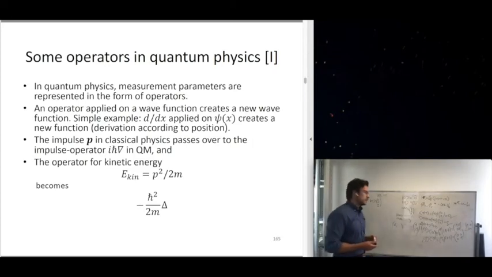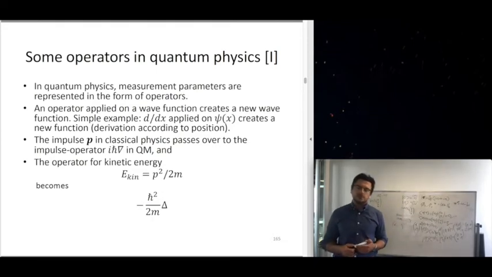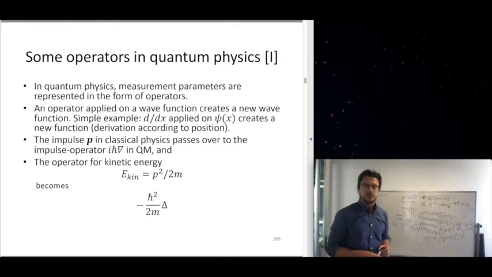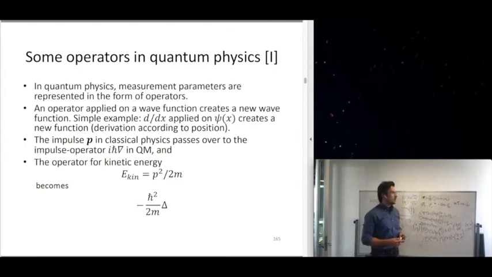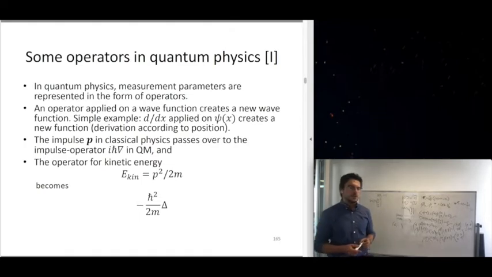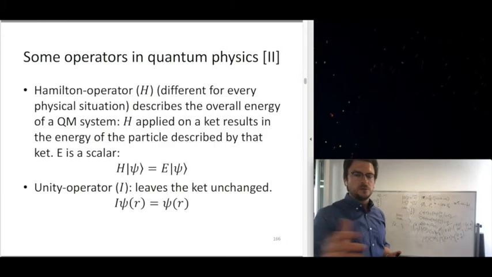In quantum physics, it becomes negative h bar squared over 2 times the mass times the Laplace operator. The Laplace operator is the second degree gradient that we will have a look at in a moment. And h bar is the reduced Planck's constant. That means the original Planck's constant, h, divided by 2 pi. And that gives you a result in atomic units. That's why we use that as one atomic unit.